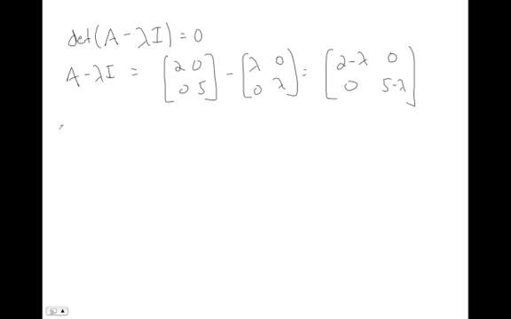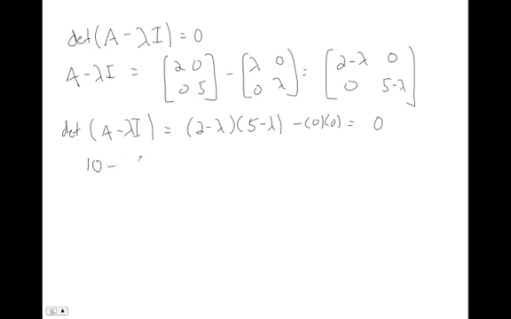Okay, so now we're going to take the determinant of A minus lambda I, and for 2 by 2 matrices, that's really simple. It's this term times this term minus this term times this term. So 2 minus lambda times 5 minus lambda minus 0 times 0, and the determinant's going to equal 0. So I can do this math, and this is 10 minus 2 lambda minus 5 lambda, so that's minus 7 lambda, and then plus lambda squared equals 0. And I'm going to write this in the format we're usually used to seeing for these kinds of polynomials.